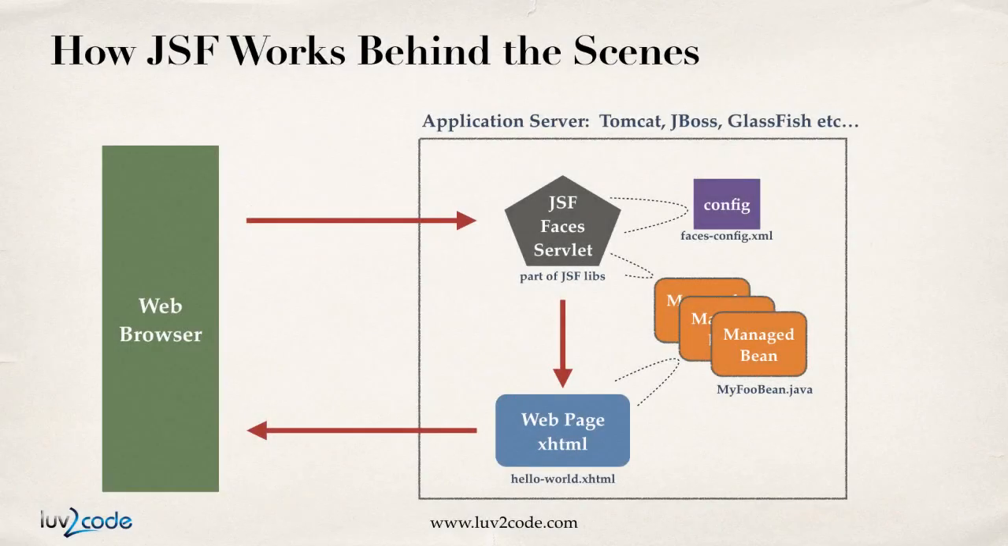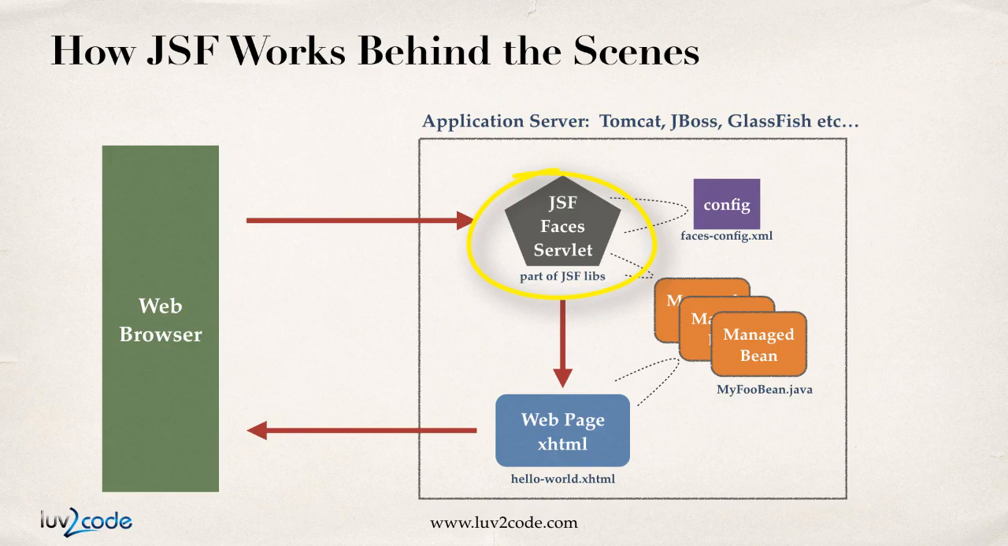All right, so how does JSF work behind the scenes? So we have a user over here. They're in their browser. They'll submit a request to our application server. This will come into our JSF Faces servlet. This Faces servlet is part of the JSF library. You, the developer, don't have to write this servlet. It's given to you. This Faces servlet handles routing the request to the appropriate pages.